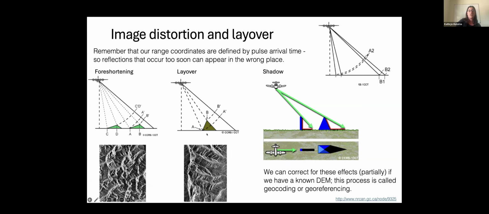However, if there's a steep slope, the reflection comes not off of the expected ground, but off of a higher point. It returns sooner than the satellite expected because it's closer in this line of sight, and that makes it look distorted. We can partially correct for these effects if we have a digital elevation model in geocoding, but sometimes the layover effect is quite difficult to correct for. So in short, reflections that occur too soon can sometimes appear in the wrong place.